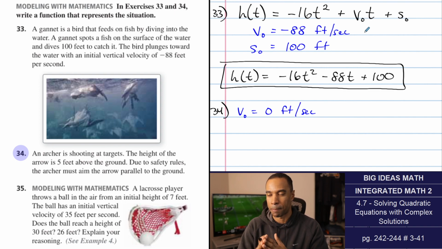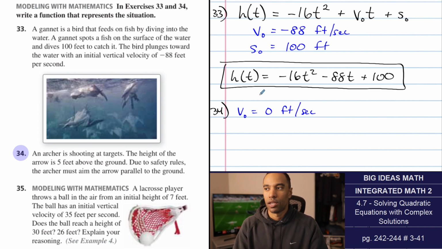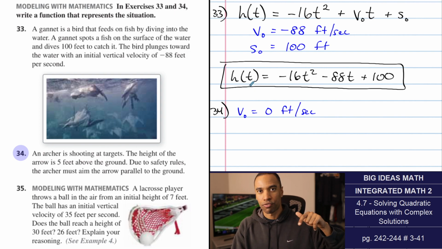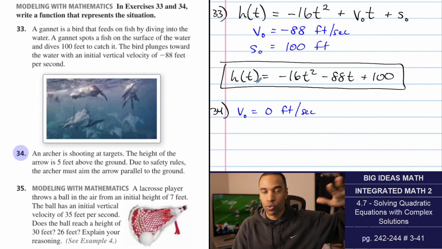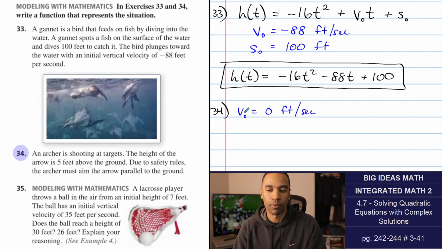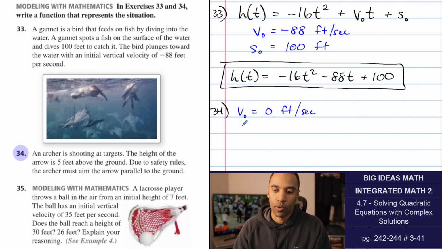It's height with respect to time. So it's going to fall just as fast as an arrow that you just drop to the ground. It's going to fall just as fast. It may shoot outward, but it'll reach the ground just as fast.